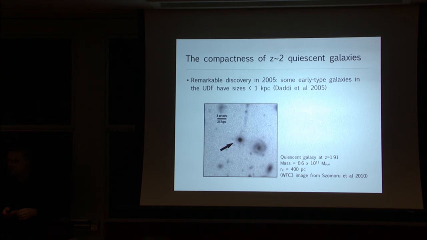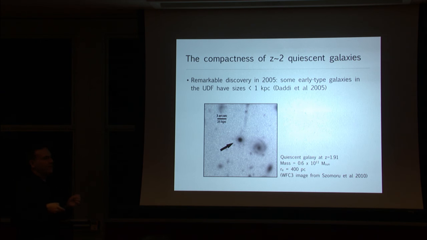Okay, so we start in 2005, 10 years ago, with a discovery. Marijn Franx, Dadi and others had found in the ultra-deep fields, this image taken by Hubble of a small part of the sky, these remarkable galaxies, like this one. This is actually a later image that we took with a new camera. But this object was found by Dadi, and they're galaxies that are very massive. So this one is about the mass of the Milky Way, actually, but tiny.